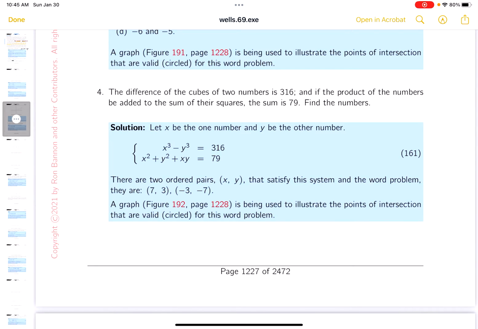Okay, we're on problem number 4, and this is exercise 69. I'm reading it: the difference of cubes of two numbers is 316. And if the product of the numbers is added to the sum of the squares, the sum is 79. Find the numbers. So again, I would say read it, write down what you have.